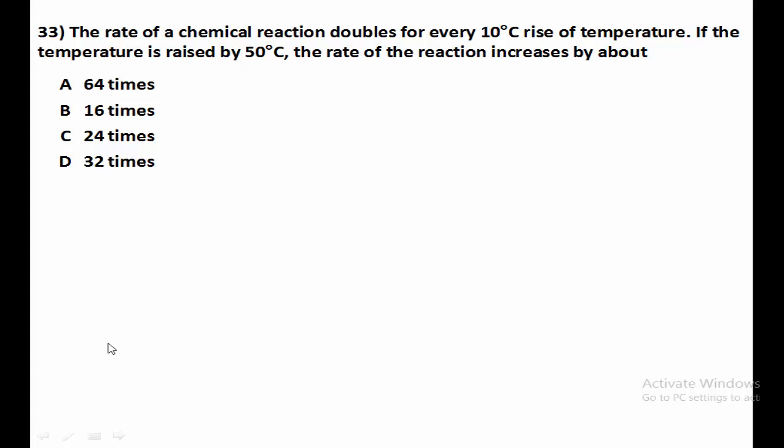So in the previous video, we have completed 32 questions. Now we will move to the next question, that is the 33rd question. The rate of a chemical reaction doubles for every 10-degree rise of temperature. If the temperature is raised by 50 degrees Celsius, the rate of the reaction increases by about.